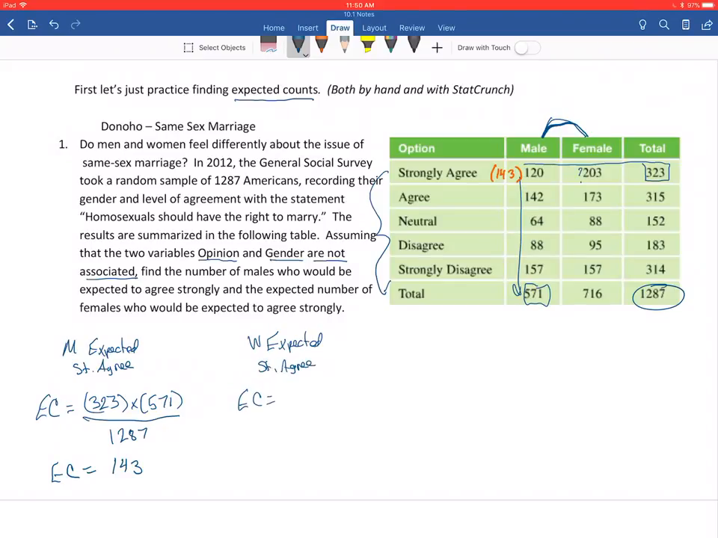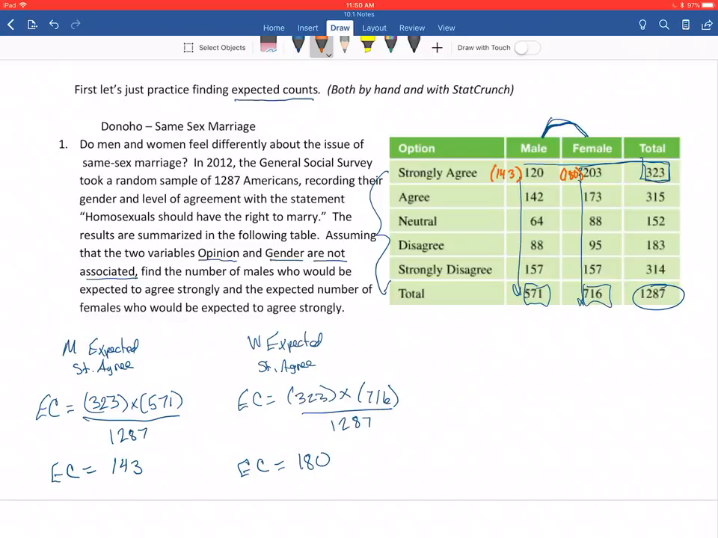Okay, let's find the women expected for that same category of strongly agree. The row total would be the same. The row total is still 323, but the column total is different. The column total is now 716, divided by 1287. So the expected count for women is 180. So it looks like we observed more females than we expected and fewer males than we expected.